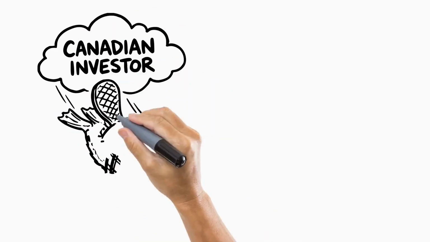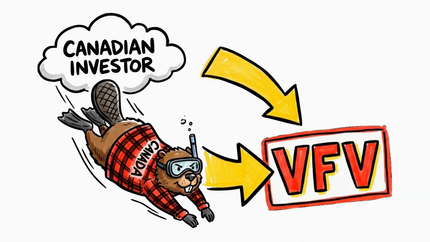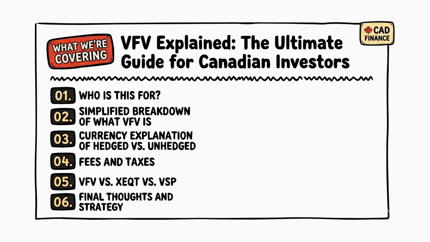Today we are doing a deep dive into the single most popular way for Canadians to own the US market, VFV. Here are the 6 chapters we'll cover in this video. Chapter 1. Who is this for? Chapter 2. Simplified breakdown of what VFV is. Chapter 3. Currency explanation of hedged versus unhedged. Chapter 4. Fees and taxes. Chapter 5. VFV versus XEQT versus VSP. Chapter 6. Final thoughts and strategy.